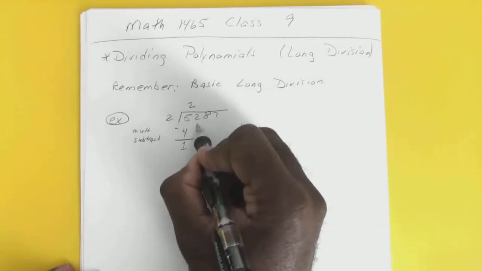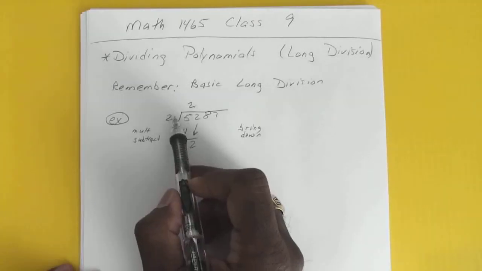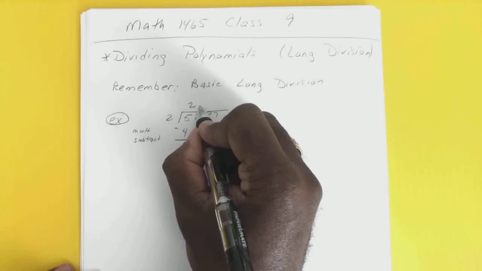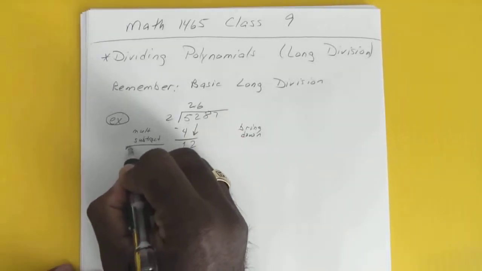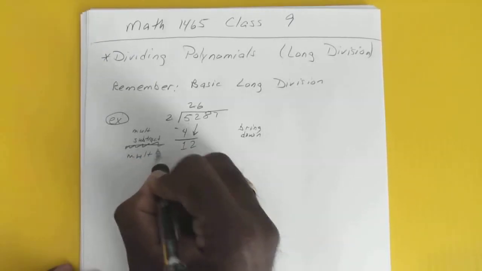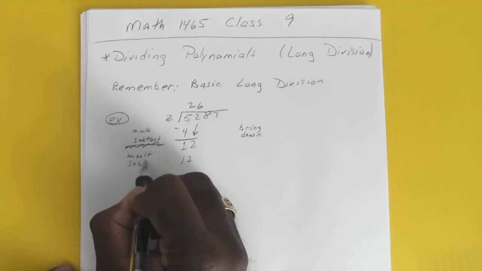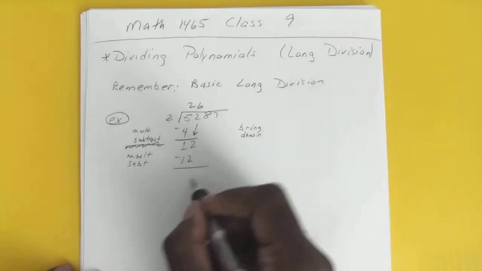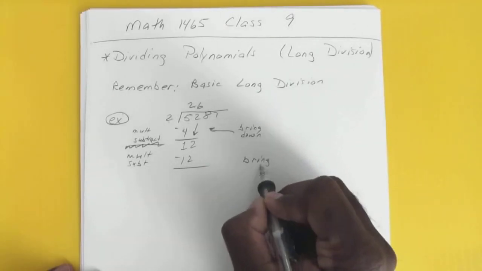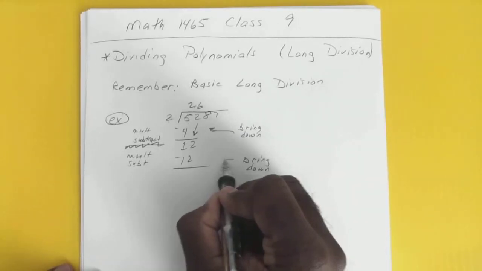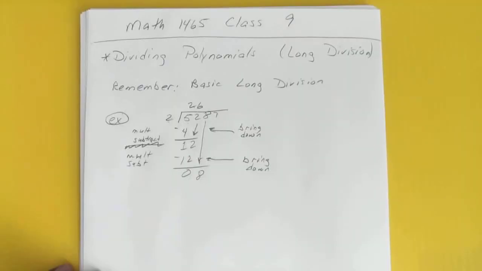And then we bring down the next number. Okay, so 2 goes into 12 6 times. Again, we multiply. So 2 times 6 is 12. We subtract. And then we bring down. Okay, well, we got to subtract first, so that becomes 0, and we bring down our 8.